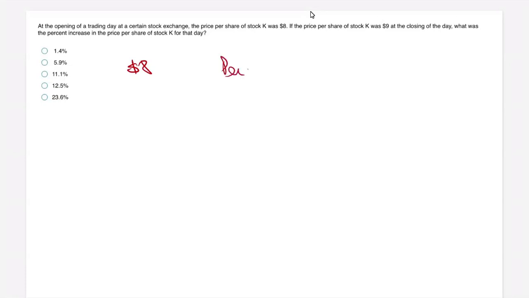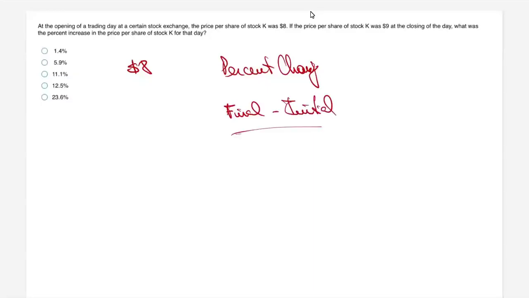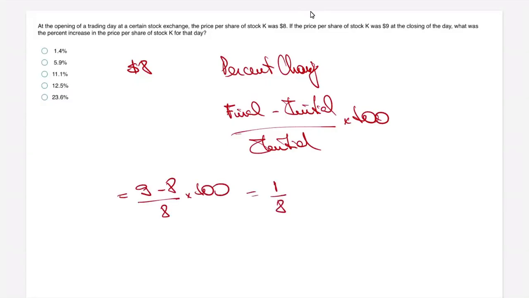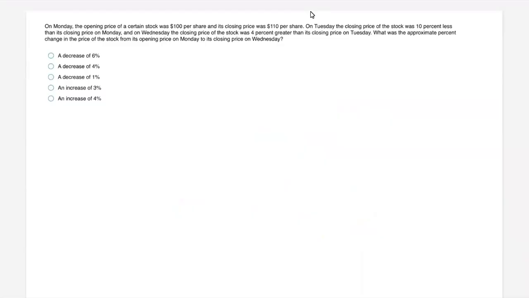Okay. Percent change is final minus initial over initial times 100. So the final is 9, the initial is 8, over 8 times 100 is 1 over 8. Memorize, 1 over 8 is 0.125. So it's 12.5%. Okay, memorize this, the decimal of 1 over 8. Okay. Next one.